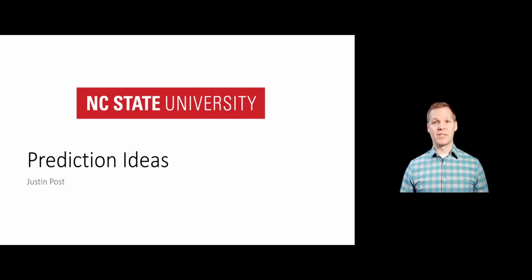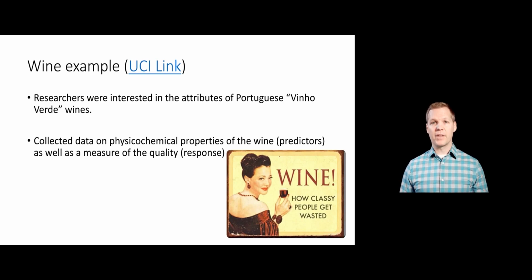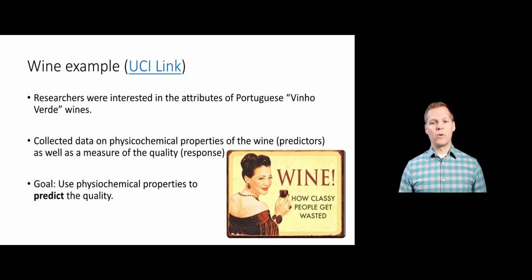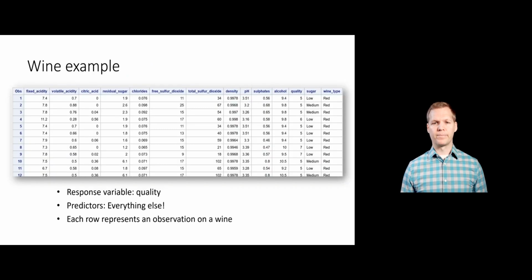Welcome. This video covers the basic ideas behind doing prediction. We're going to stick with that wine data set that we analyzed in the last video, but we're just going to change our goal in this case. Our goal here will be to use those properties derived from the wines to predict the quality. And we'll just do some very basic modeling here.